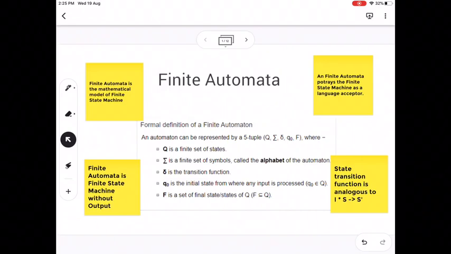Hello everyone. So today's session is on finite automata. In previous session we had studied about finite state machine. Now today we'll see how do we relate finite state machine with finite automata.